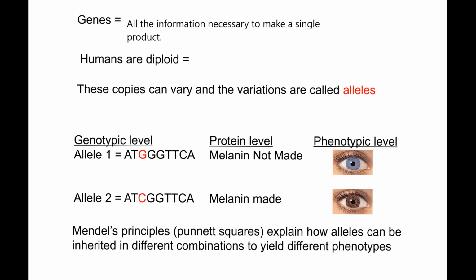Humans are diploid, so there are two copies of each gene in the cell. In a homozygous individual, those two copies are the same allele. Alleles are variations of a gene. In heterozygous individuals, there are two different alleles. In a population of organisms, there can be many different alleles because there are many ways to vary the sequence of a gene.